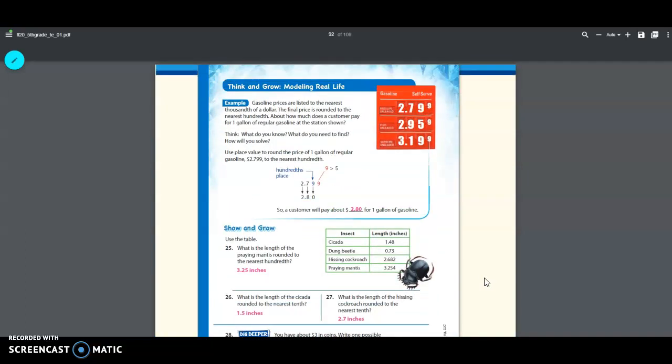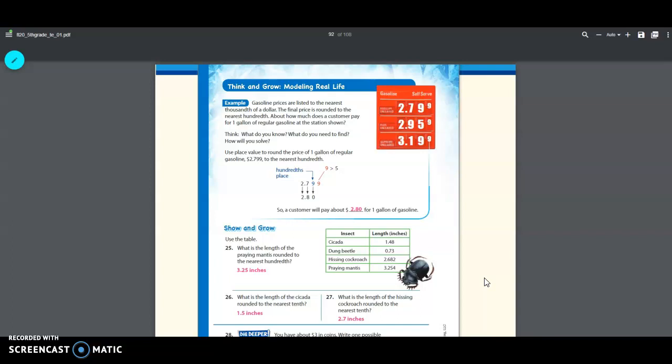When we think about this in real life, because that's important, there's a question of when am I ever going to use this in real life? When am I ever going to round to a decimal? Think about it with money. When we're talking about gasoline prices, which we see change all the time in our neighborhoods, gasoline prices are listed to the nearest thousandth of a dollar. The final price is then rounded to the nearest hundredth.